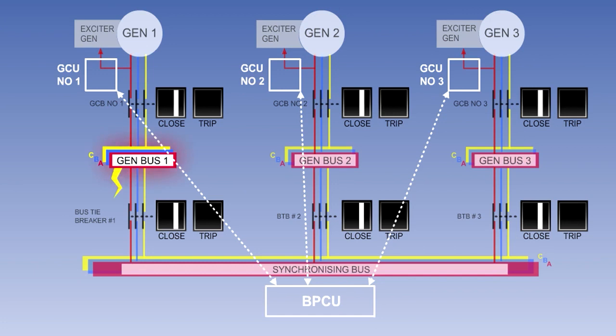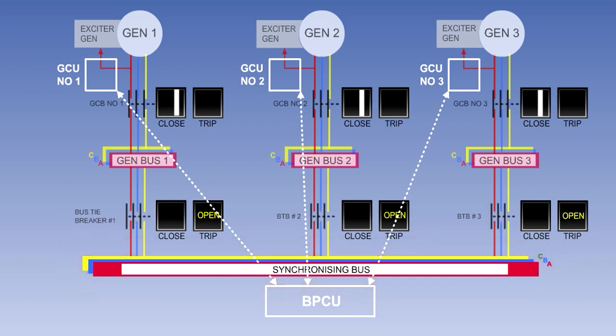So a short circuit on number 1 generator bus bar would result in number 1 GCB and BTB both opening to isolate the faulty zone. And a short circuit on the synchronizing bus bar would cause all 3 BTBs to open, again isolating the faulty zone. Each generator will now be supplying its own bus bar.